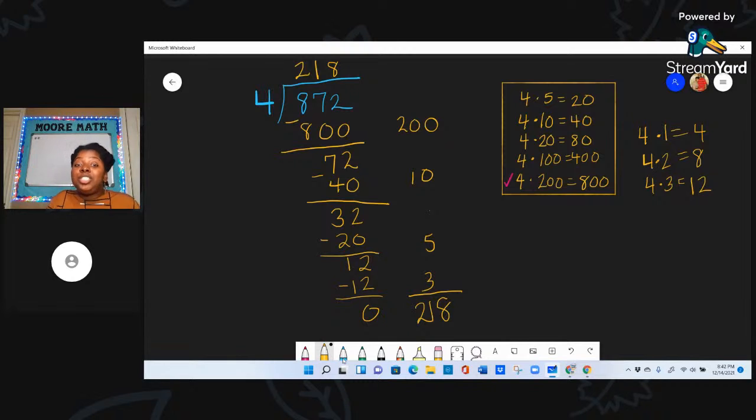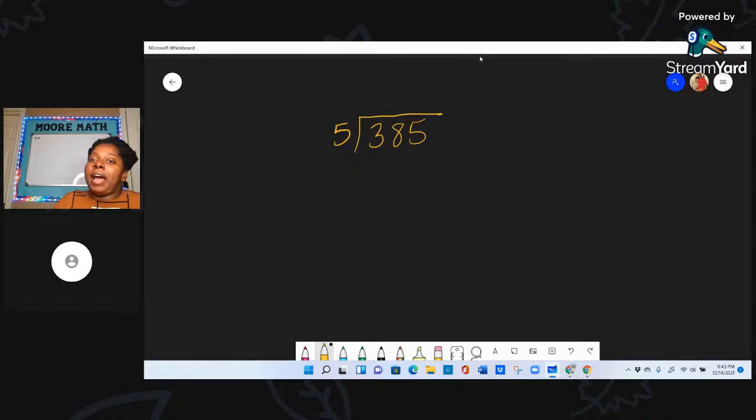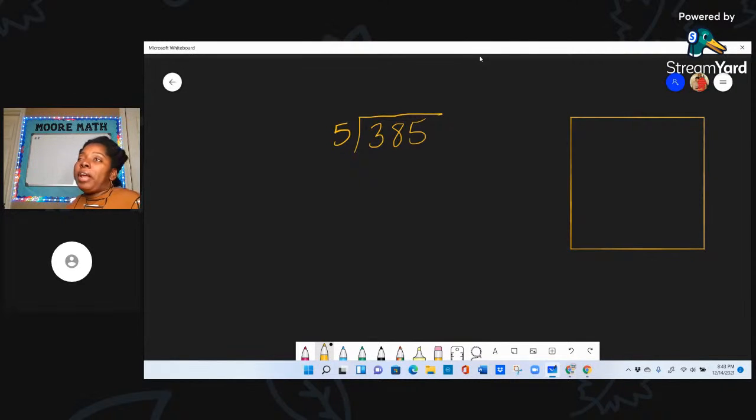All right. So I think what's really going to help you is having this think box here. We can come up with a fancier name for it. So let's do 385 divided by 5. Let's get our think box going. We're going to use 1s and 2s and 100s and 10s, just some pretty friendly numbers. So start us off.